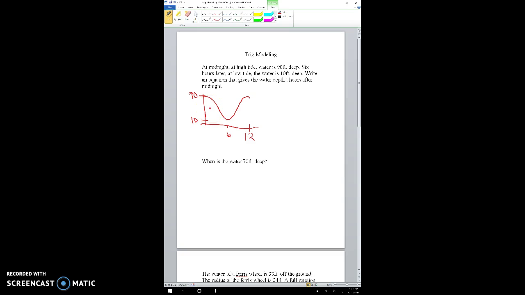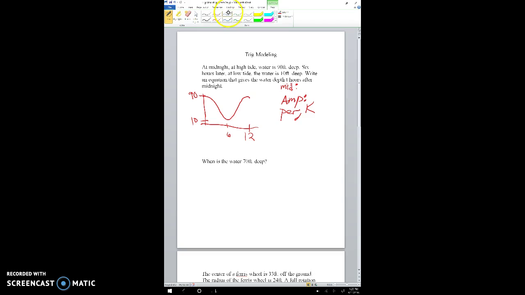So we need to figure out where's the midline. We need to figure out what's the amplitude. We need to figure out the period. That will help us figure out K. Has there been a horizontal shift? In most of these problems, there is no horizontal shift. And so let's start figuring that out.